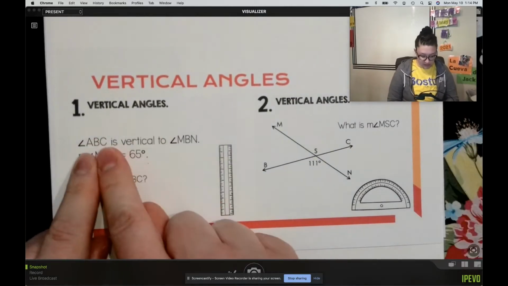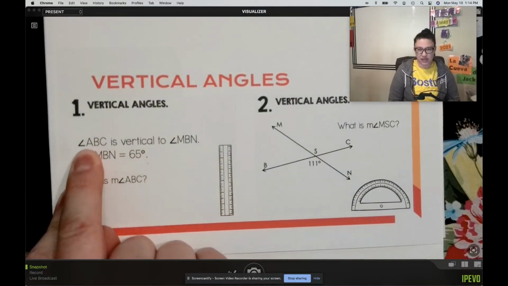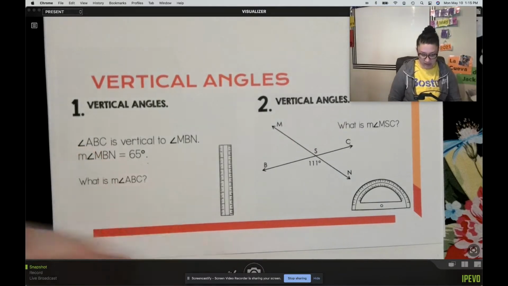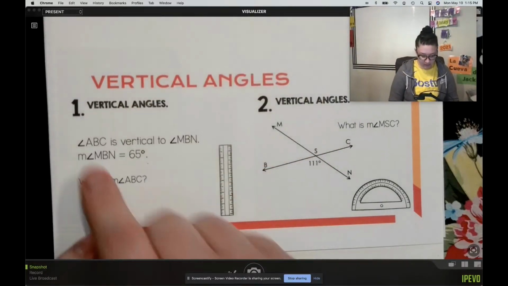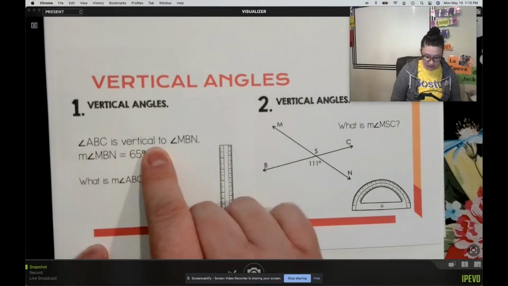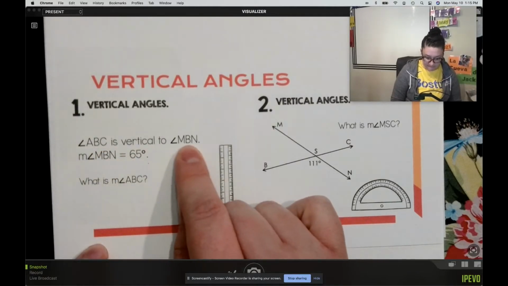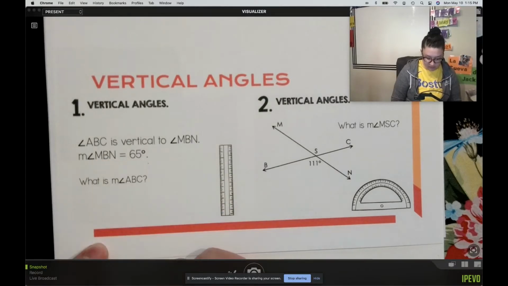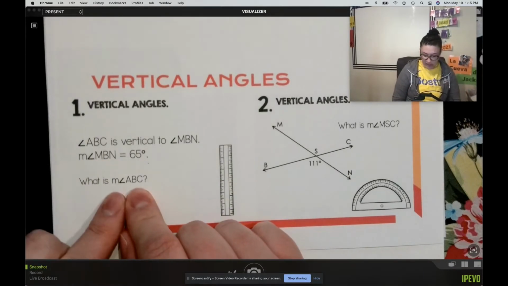So this first one says angle. That's how we read that sign. It's not a less than sign because it's flat on the bottom. It's not like this, it's like this. Angle ABC is vertical to angle MBN. The measure of MBN is 65 degrees. So what is the measure of angle ABC?